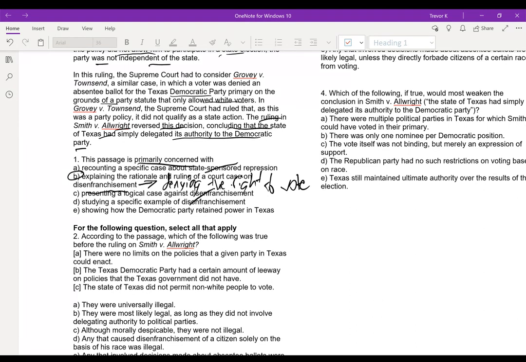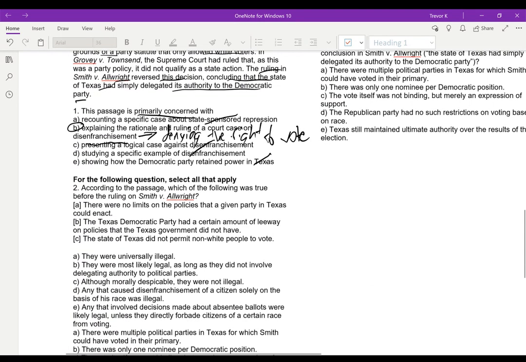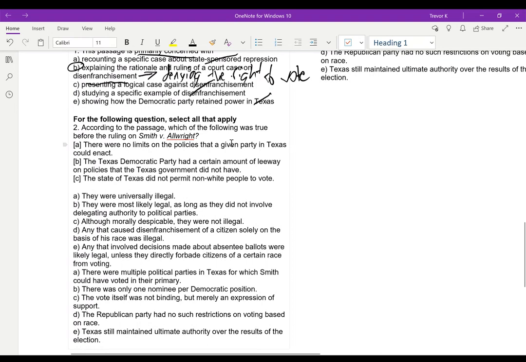We're talking about a specific court case showing how the Democratic Party retained power in Texas. That is way too broad. We are talking about a specific court case and what it said about disenfranchisement. We're not talking about the Democratic Party in Texas in general. Alrighty, cool. For the following question, select all that apply. According to the passage, which of the following was true before the ruling on Smith versus Allwright?